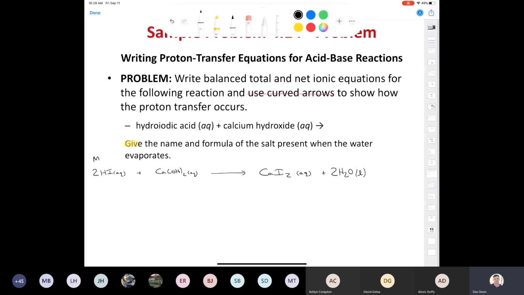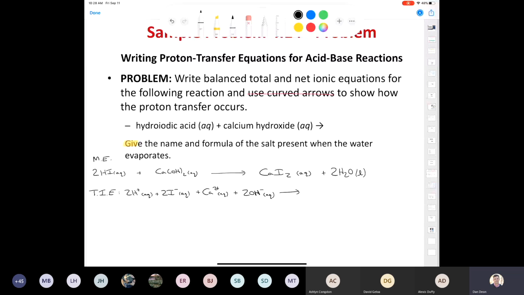Now it said here we need a total and net ionic equation. So let's write our total ionic equation. Everything that's aqueous, we're going to break apart into its ions. So from our HI, we've got 2 moles of that. So we've got 2 H plus ions plus 2 I minus ions, iodide, plus Ca 2 plus ion, plus 2 hydroxide. So we're going to put that 2 up here just so that we have 2 of those.